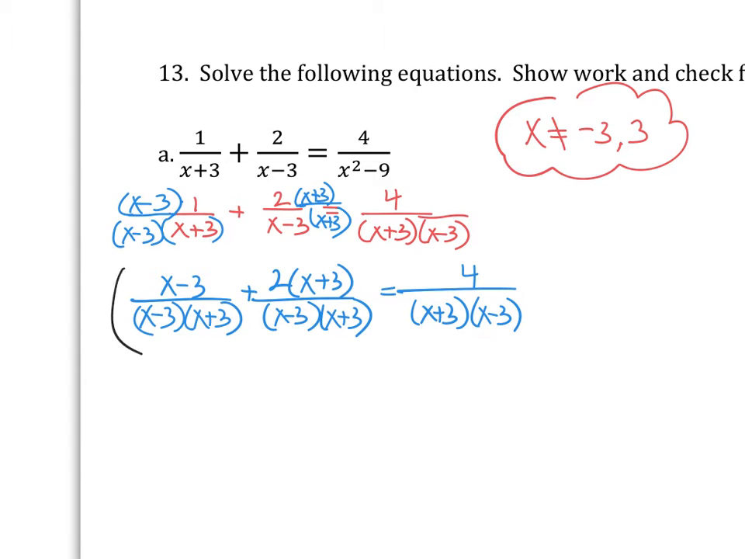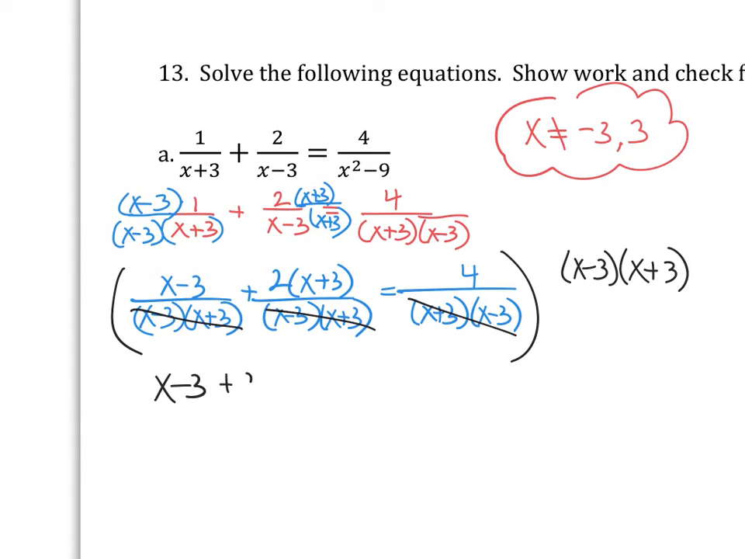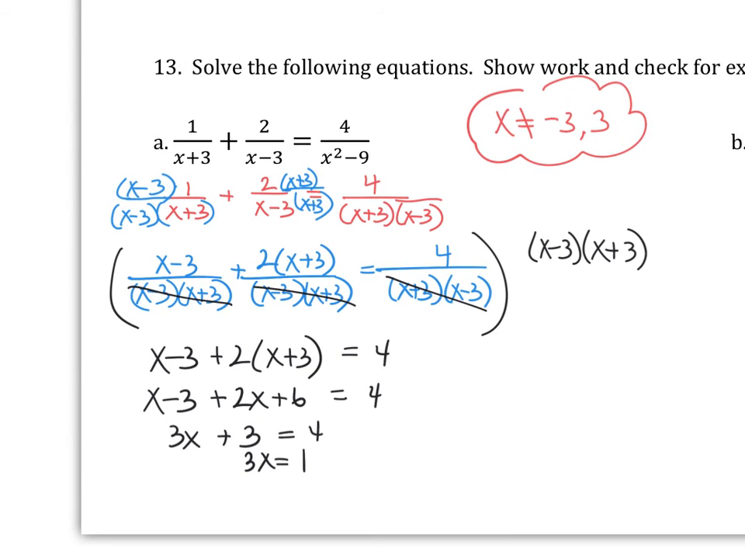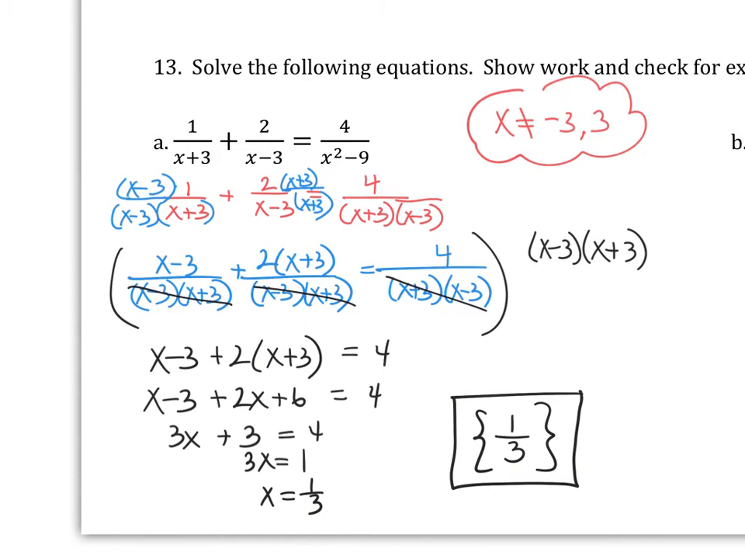The reason we can cross them out is because we're multiplying both sides of the equation by the LCD. And when you do that, they all cancel. So we're left over with x minus 3 plus 2 times x plus 3 equals 4. And now we have a basic algebra 1 equation. So we're going to get our like terms together. I'm going to subtract 3. And then I'm going to divide by 3, and I get 1/3 for my answer. I check to see that 1/3 is not part of my extraneous solutions, and it isn't. And then I put that in my set builder notation.